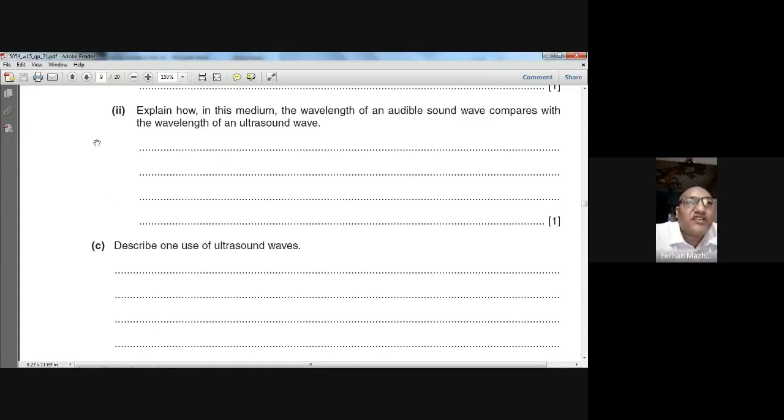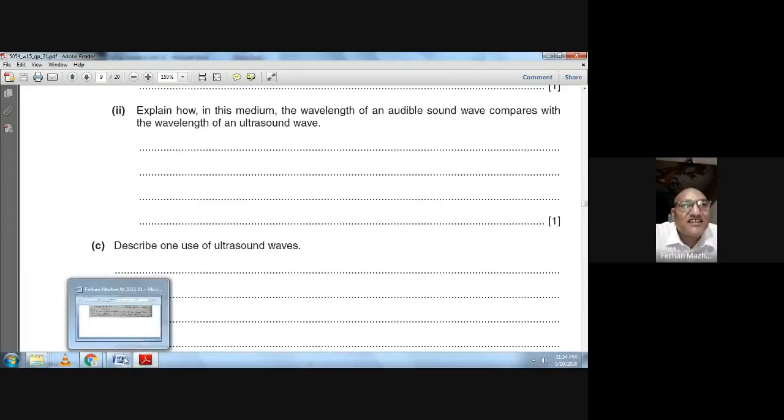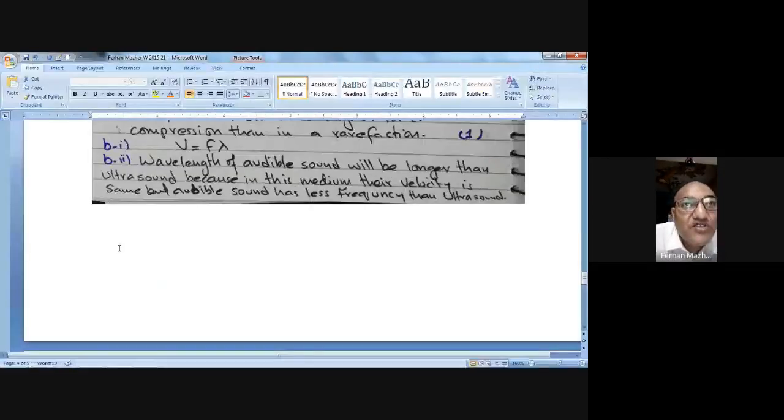I've written this answer also. I have tried to explain this to you. It's a little confusing concept. Wavelength of audible sound will be longer than ultrasound because in this particular medium, their velocity is the same, but audible sound has less frequency than ultrasound. Because the frequency is less, its wavelength will be more to give the same velocity, and velocity v is equal to f lambda.